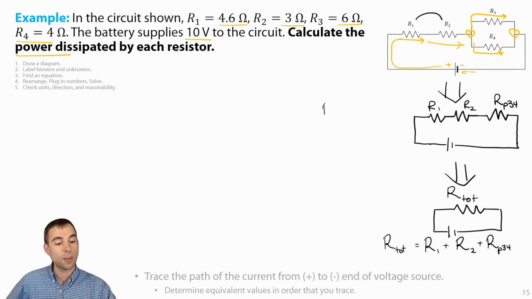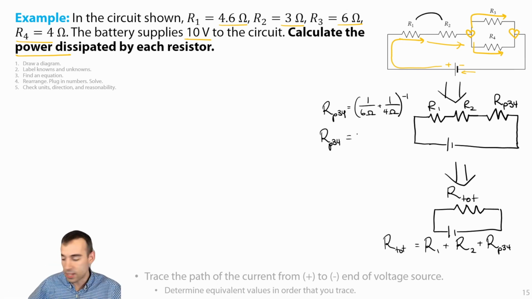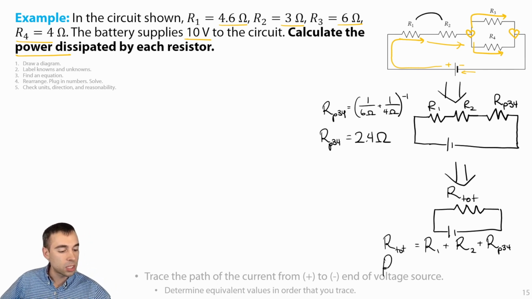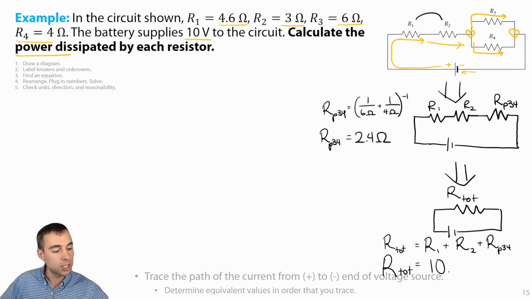So first, let's calculate the parallel connection of 3, 4. That would be like 1 over 6 ohms plus 1 over 4 ohms, reinverted. And for this one, we end up getting 2.4 ohms once we combine those parallel circuits, and we can now use that to calculate the total resistance, which will end up being 4.6 plus 3 plus 2.4, the number right there. And so the total resistance of this whole circuit up top can very simply be distilled down to just being 10 ohms.